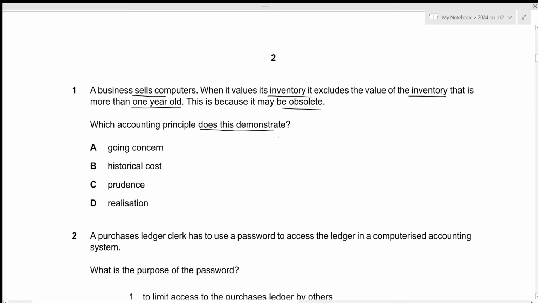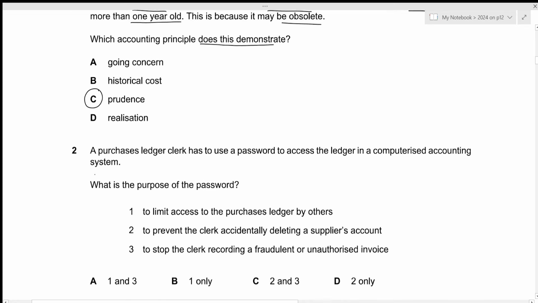So this is quite simple. If we are not including the value of inventory, it means that the total of the inventory will be lower. So it avoids overstating the inventory, which is part of our current assets. And that is stated by the prudence concept. Prudence concept states that assets and profits should not be overstated. So our answer in this case is just going to be option C. That's all for the first question. Let's move towards the second one.